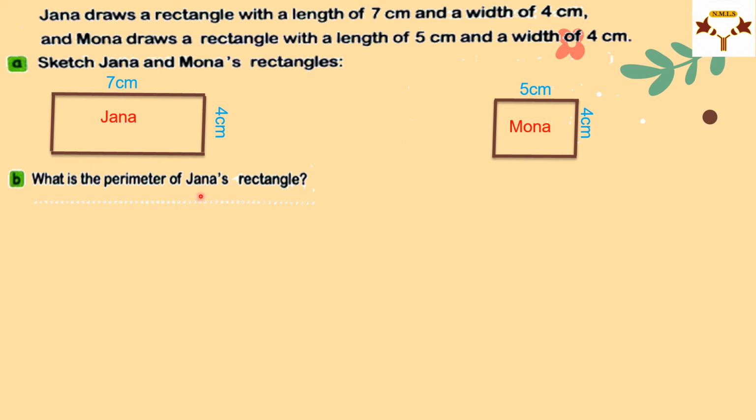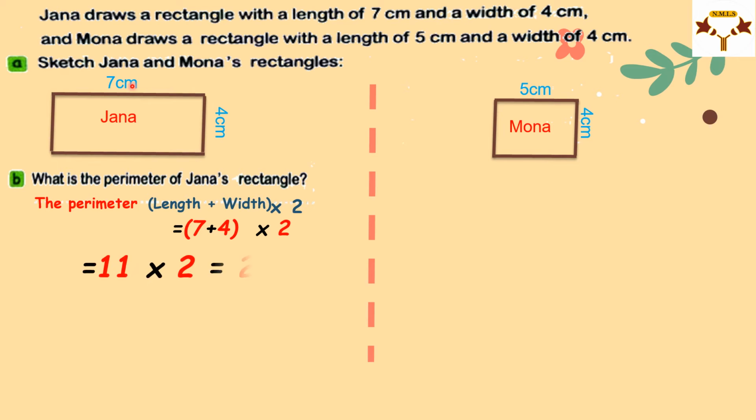What is the perimeter of Jana's rectangle? So it will be length plus width times 2. So 7 plus 4 times 2. So 11 times 2 equals 22.